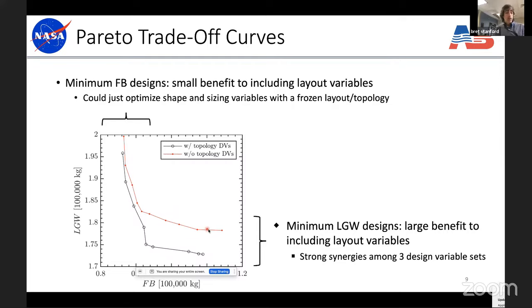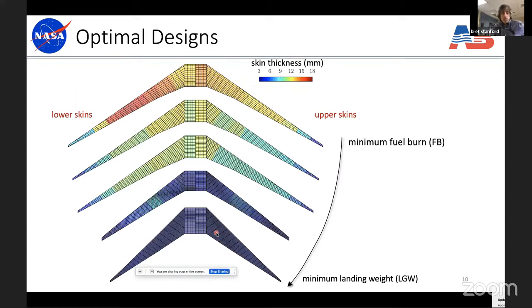On the other side of the Pareto front, however, there is a lot of daylight between these two curves, right? So for these minimum landing weight designs, which tend to be not that aerodynamically optimum, but are much more structurally optimum, here we do see a large benefit to including the layout design variable. So there are very strong synergies between the three design variable sets. If we were just to assume a frozen topology, which is what we do in this red curve, we'd have a substantially suboptimal result.